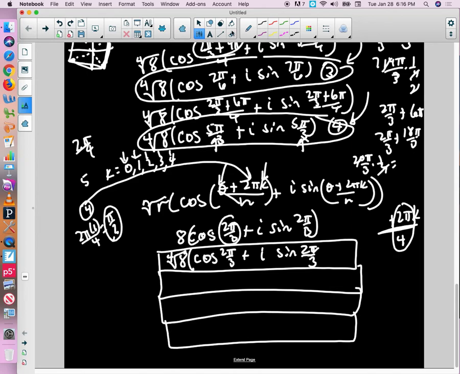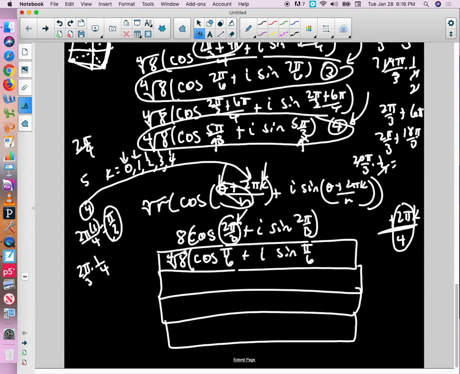I'm sorry, wrong. Almost messed that up. If you look at the formula, you've got to take your angle that they gave you and divide it into n equal parts. So if I take 2 pi over 3 and divide it by 4 parts, I get my first one, which is pi over 6.